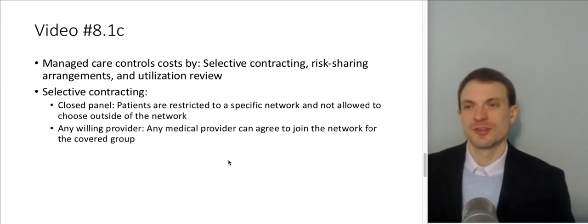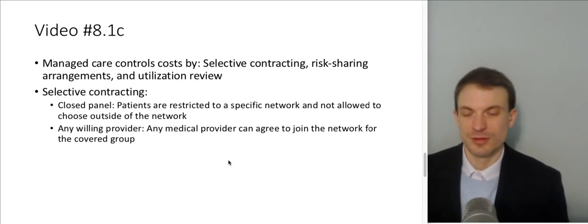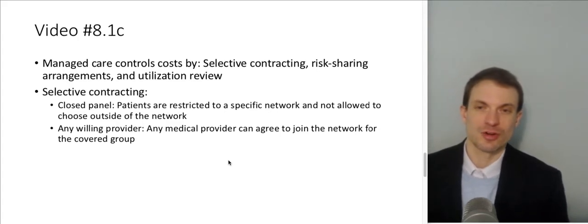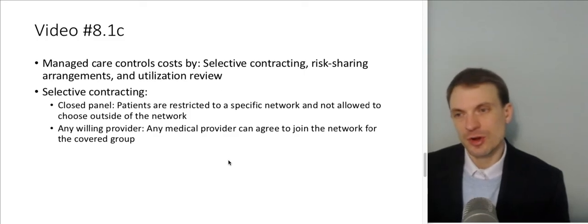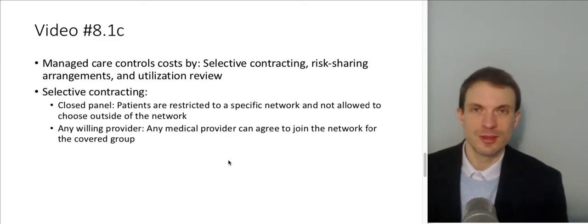The basic idea is, managed care is going to try to control costs through a couple of different practices that we'll characterize as selective contracting, risk-sharing agreements, and utilization review. So selective contracting, there's a couple different forms. There could be closed panel.